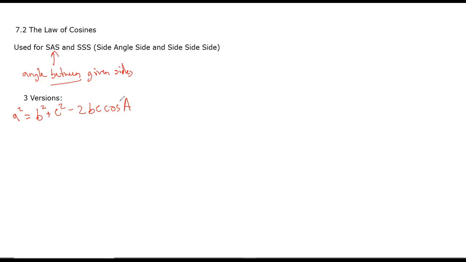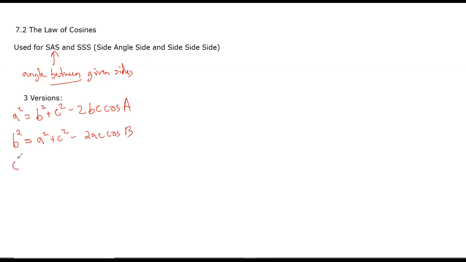But if you were given the angle between them, if this was SAS, you would want the b and the c to be the given sides and the angle A to be the given angle. The second version of this is b squared is equal to a squared plus c squared minus 2ac times the cosine of angle B.